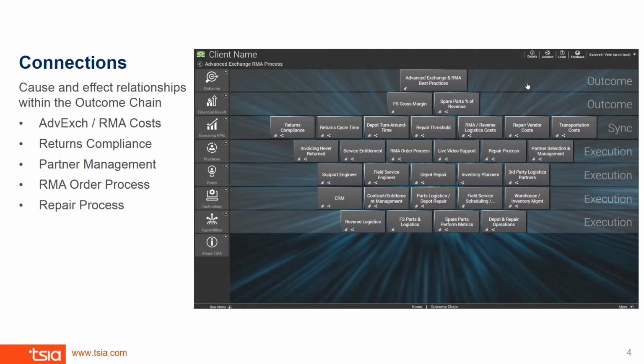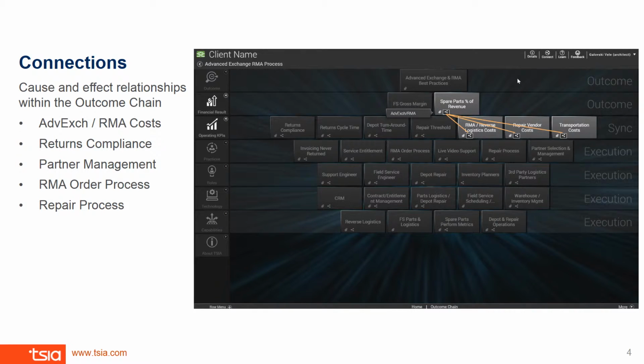Within the outcome chain, there are a number of connections that show important cause and effect relationships. These connections can be found here. I'll highlight a few of them just to give you an idea on how to use the connections. As we noted earlier, any changes to the advanced exchange and RMA process will have a direct influence on spare parts cost as a percent of revenue. In particular, there are three cost buckets that are impacted by this outcome chain: RMA and reverse logistics costs, repair vendor costs, and transportation costs.